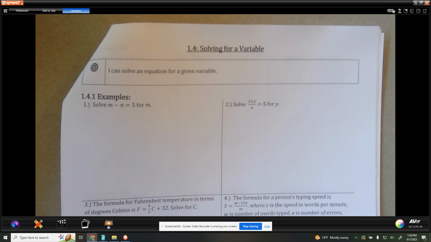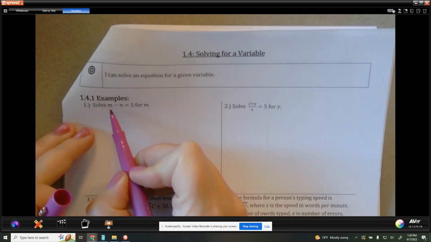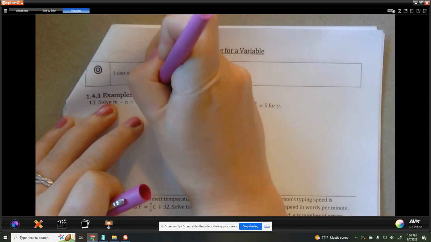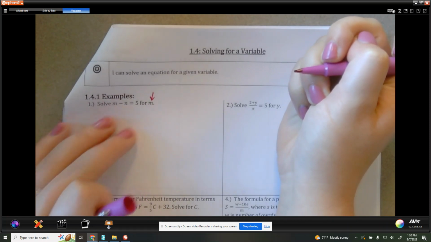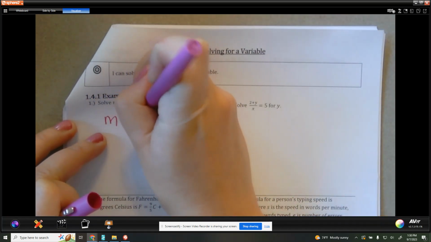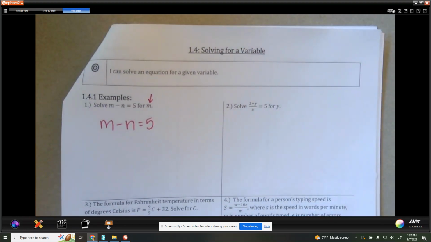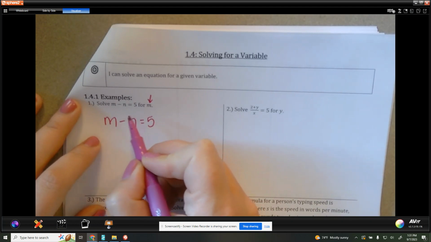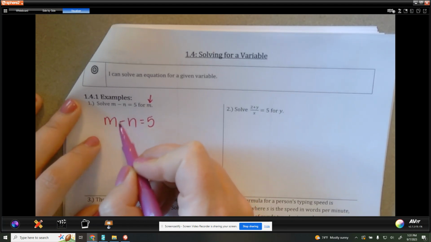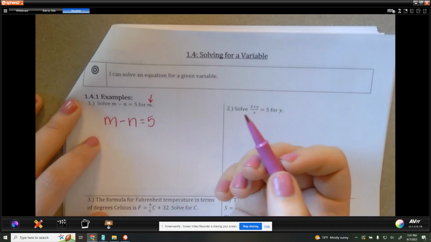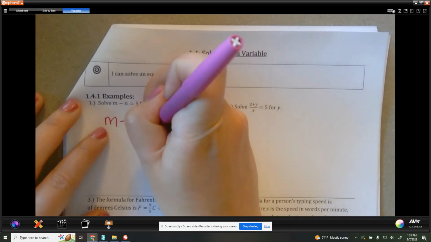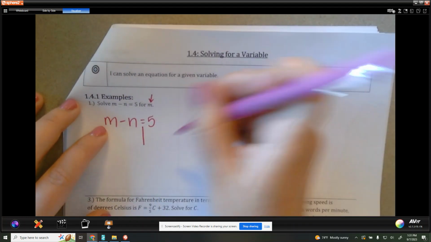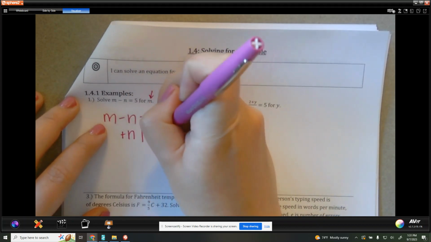These examples will say something like this. Solve m minus n equals 5 for m. So this says we want to get this m on one side of the equal sign. I'm going to write it a little bit bigger so you all can see. We want to get m all alone, so we have to do the opposite to this n. And again, this is just a number. This would be like saying m minus 3, but we don't know what this n is. So we're still just going to do opposites. What's the opposite of subtracting n? Well, we're going to add n to both sides.